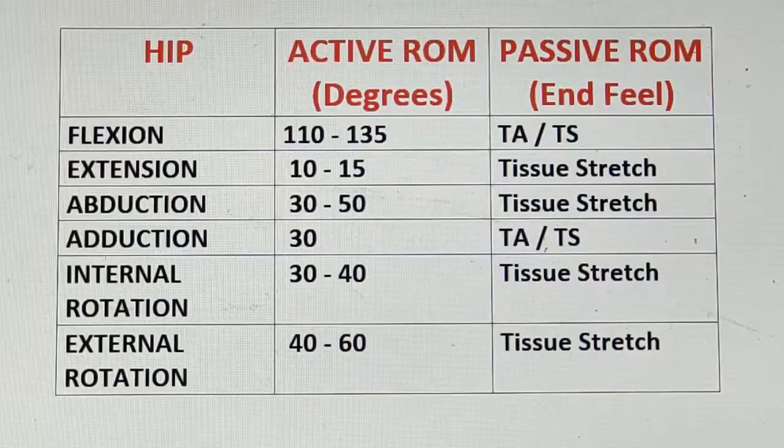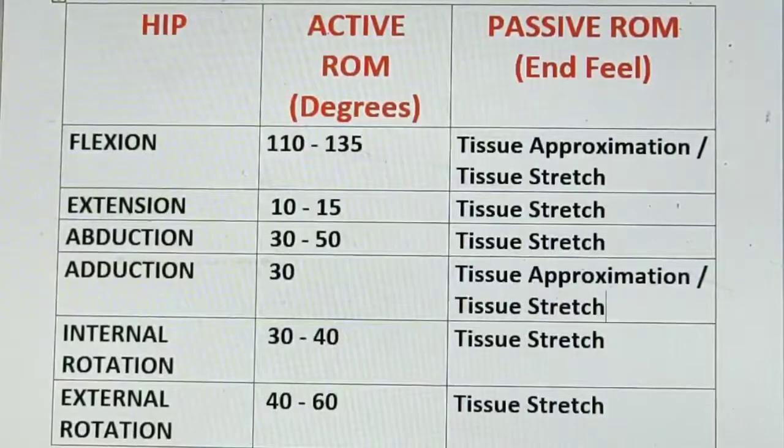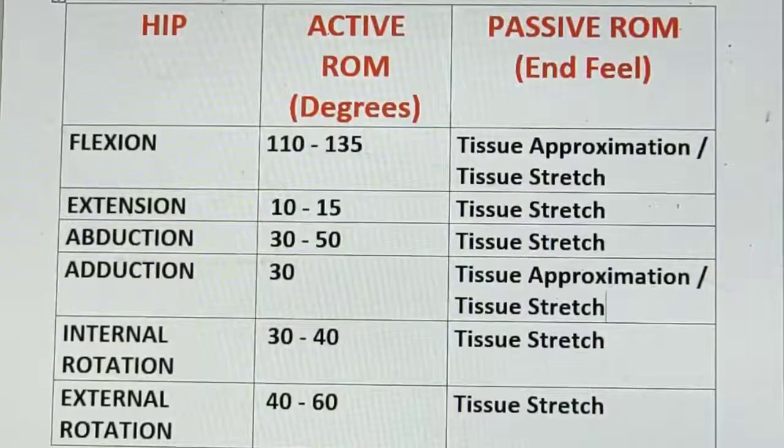Okay, for the hip joint, the flexion again is 110 degrees to 135 degrees. The passive range of motion end feel is tissue approximation or tissue stretch. Okay, so whatever is the end feel. Now the extension of the hip joint, the active range of motion in degrees is 10 degrees to 15 degrees, and the passive range of motion end feel is tissue stretch.